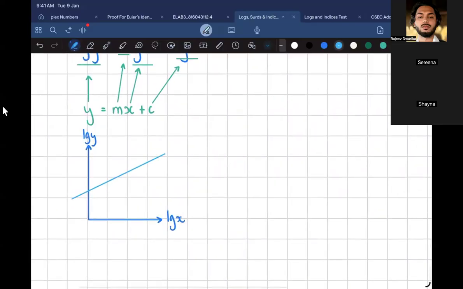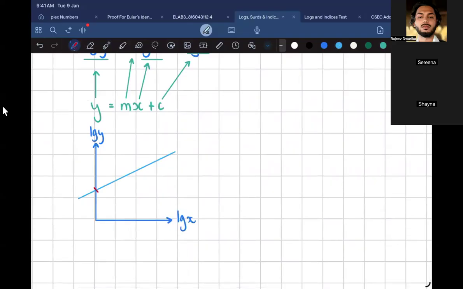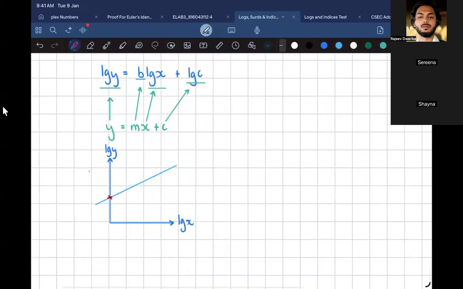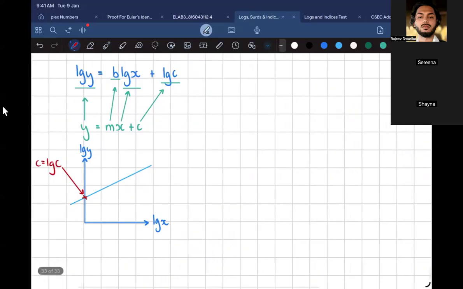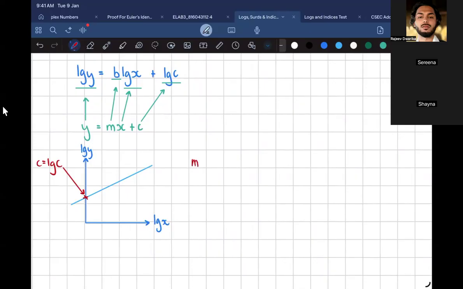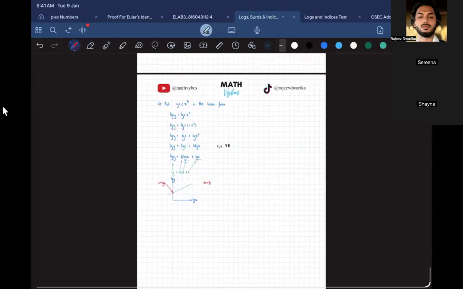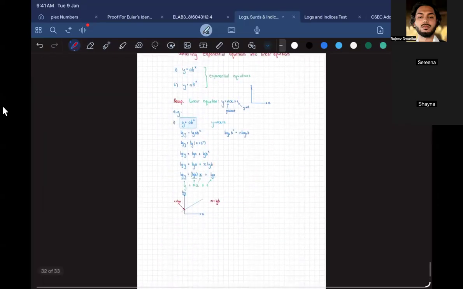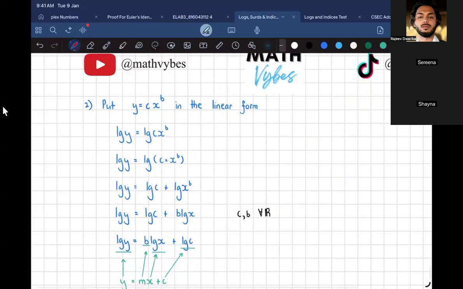So if I had a graph, my y-intercept would be given by log c. And the gradient m would be equal to what? b. Lovely. So these are the two forms. How are you all feeling about it? Hard, easy, manageable?